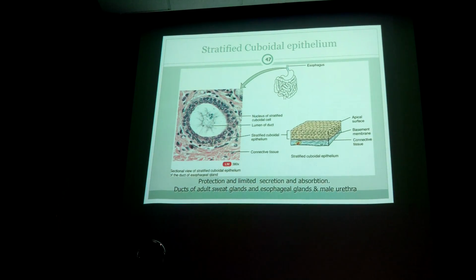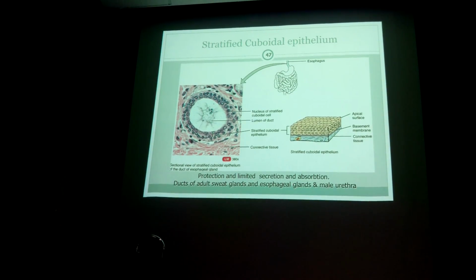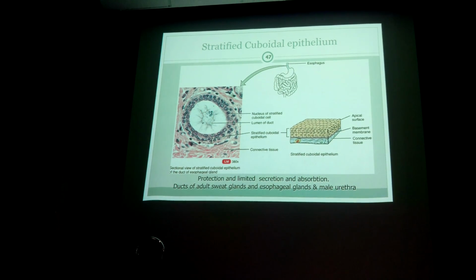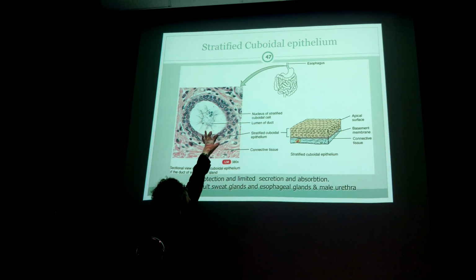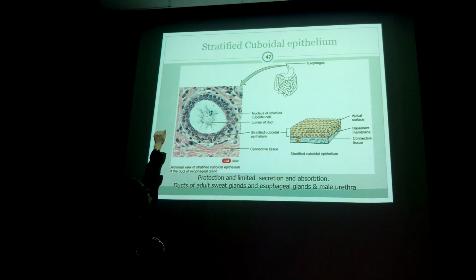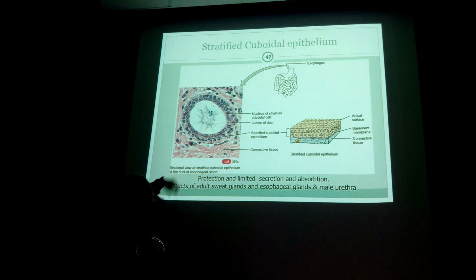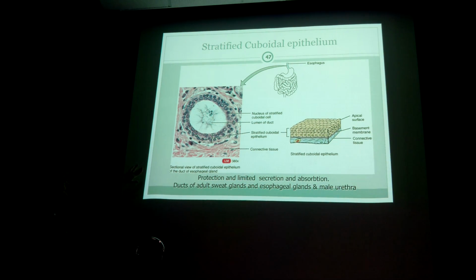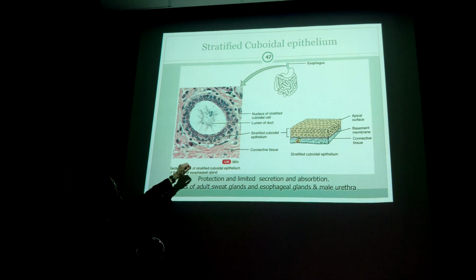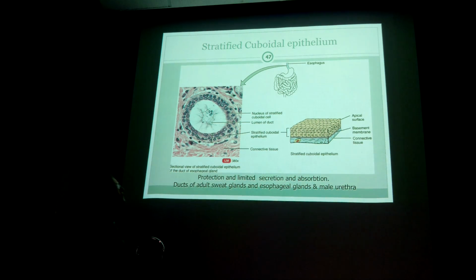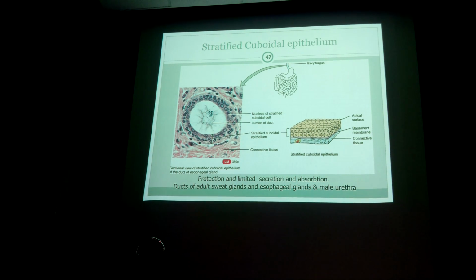And then we have stratified cuboidal. Protection, limited secretion and absorption, and ducts of sweat glands and esophageal glands and the male urethra. So you can see here this stratified layer of epithelium, the lumen, and this is in the esophagus. Okay, so this is a duct of a gland in the esophagus.